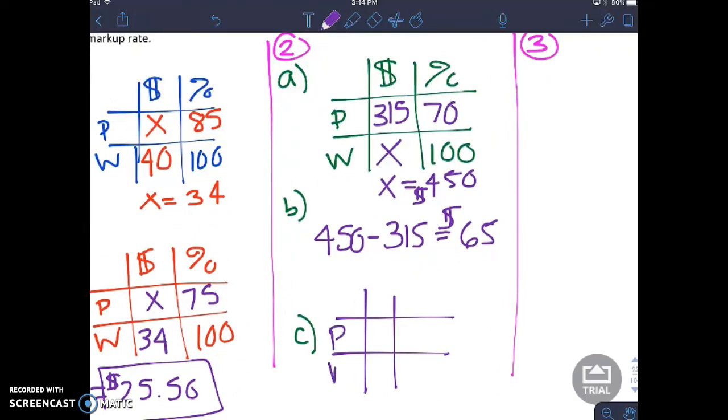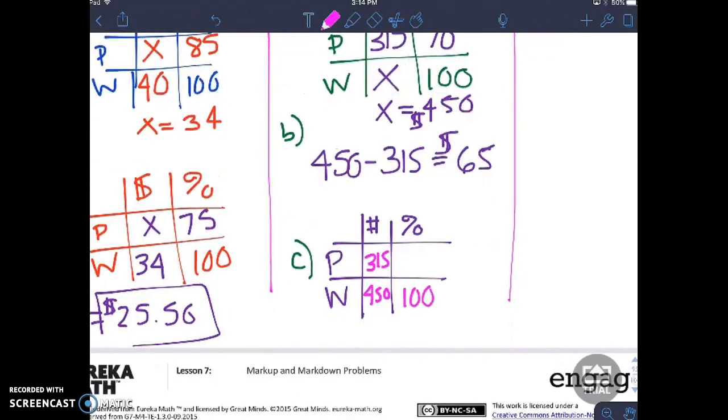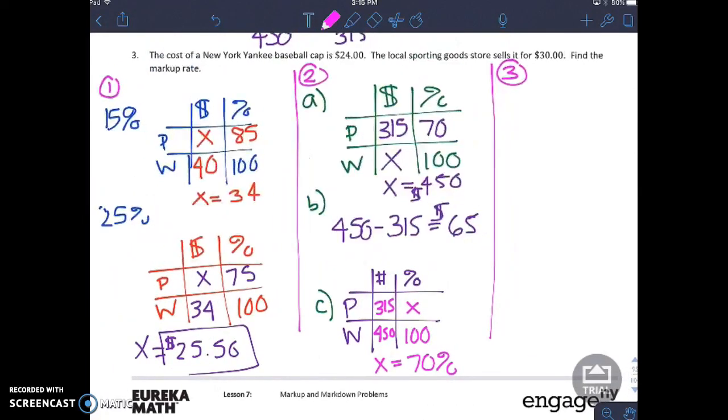So we have our part, whole, number, or price, doesn't matter, and percent. 100 always goes here. The whole is going to be $450, part is $315, and we don't know what the percent is. And x equals 70%. That makes sense because that's the logic that we use to solve part A. 315 is 70% of 450.